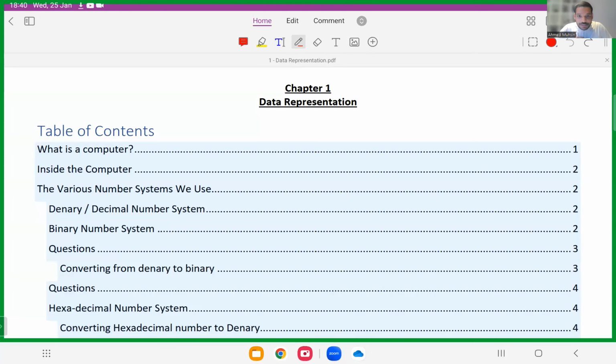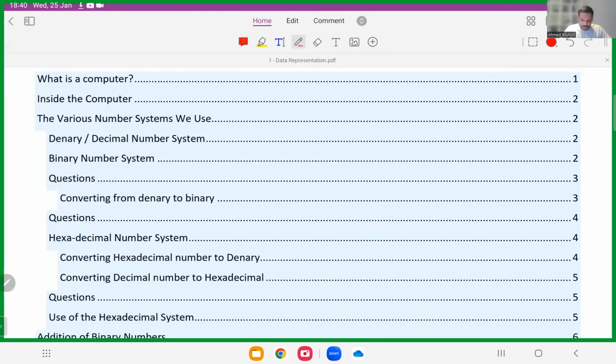Okay, so starting off with our first lesson, chapter number 1, where we will be studying data representation. There is quite a lot that needs to be done in this chapter. We'll be going through it one by one. So initially, starting off with what is a computer, let's scroll down.